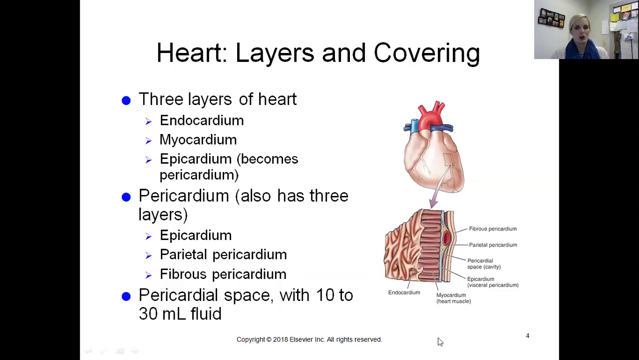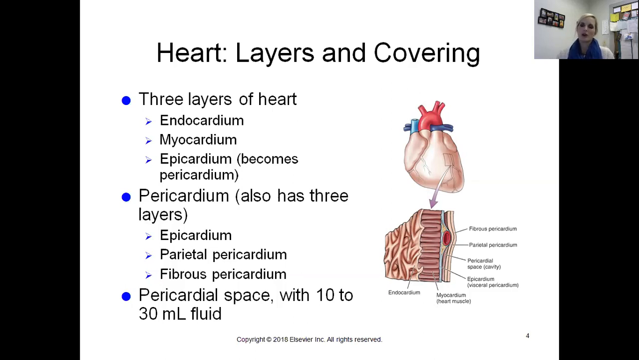So the endocardium is the innermost layer of the heart. So remember, endo meaning inside. Our myocardium is the middle layer of the heart itself, and some people remember the M for myo, not just for middle, but sometimes for muscle, because this is your layer of cardiac muscle that is going to actually provide those heart contractions. That's the myocardium.